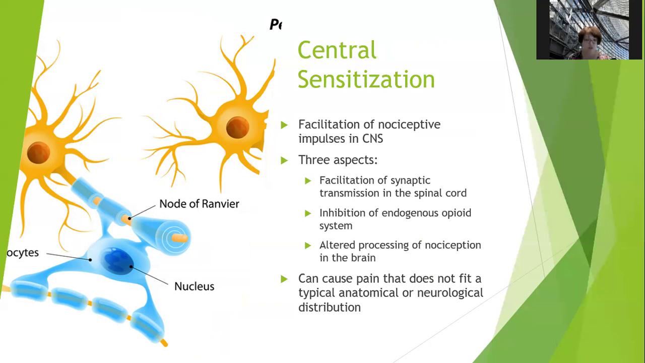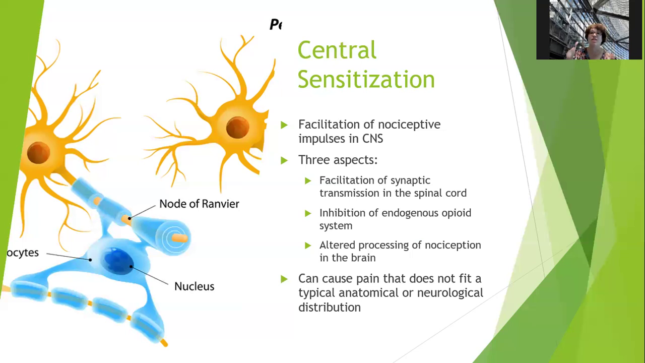So we talked about peripheral sensitization. There's also such a thing as central sensitization, and it involves the facilitation of nociceptive impulses in the central nervous system. And this is where the brain itself decides, like, well, it's pretty boring around here. I need to make some pain. I don't think that's how it really goes, but there are three aspects of this nociceptive facilitation, and sometimes it's called a pro-nociceptive system rather than anti-nociceptive, which is decreasing pain. So it facilitates synaptic transmission in the spinal cord. So if we're trying to block transmission in the spinal cord, the central nervous system says, you're not going to do that.